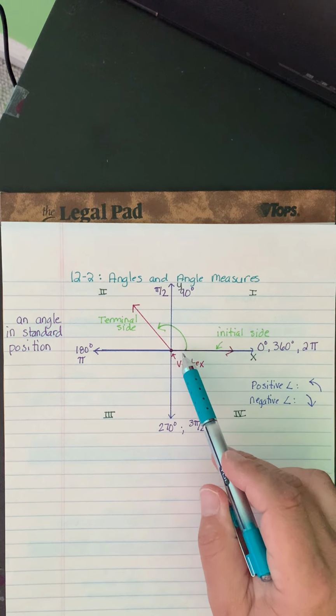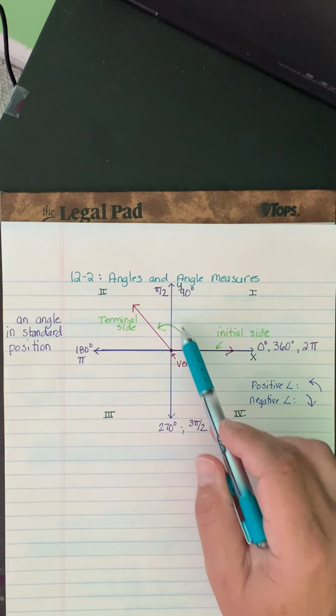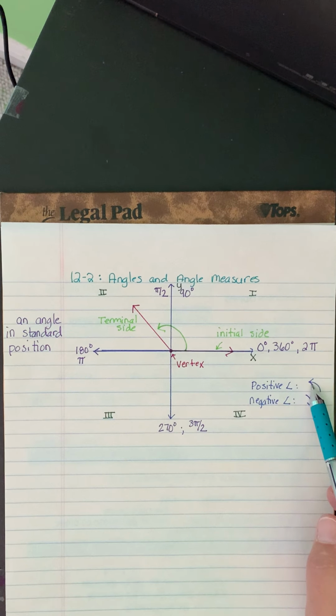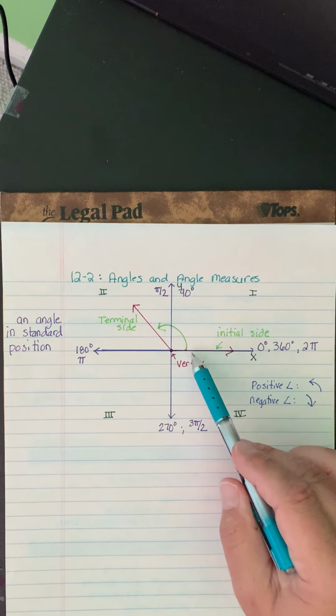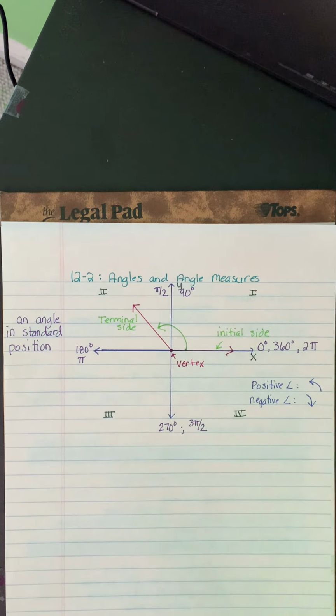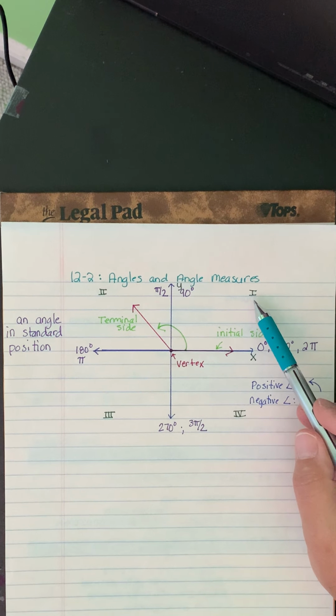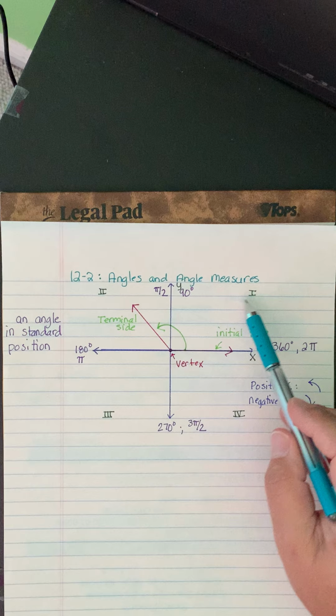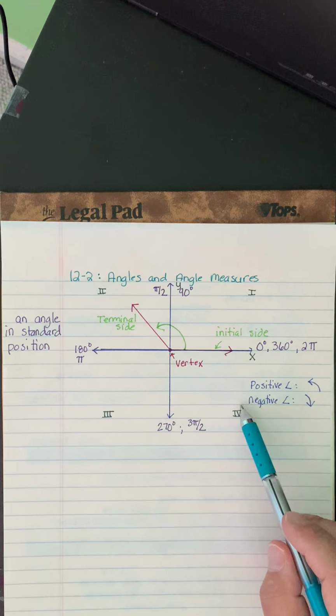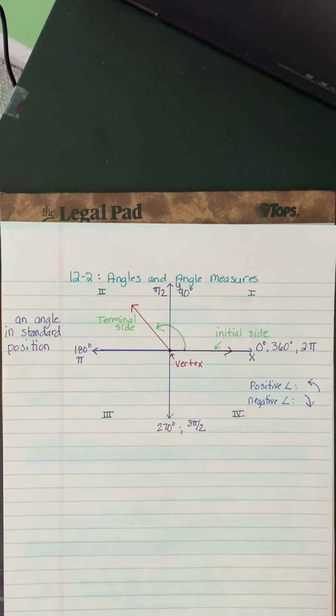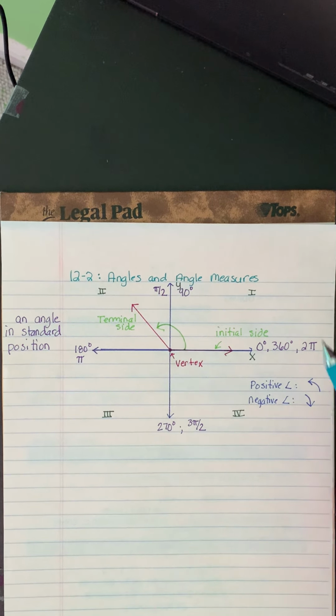If you go this way, which is counterclockwise, that's going to be a positive angle. If you go this way, that's a negative angle. Now I'm asking you to remember some things. Your quadrants go in reverse order: 1, 2, 3, 4. And we're going to start learning about degrees and radians. Radians is just another measure.